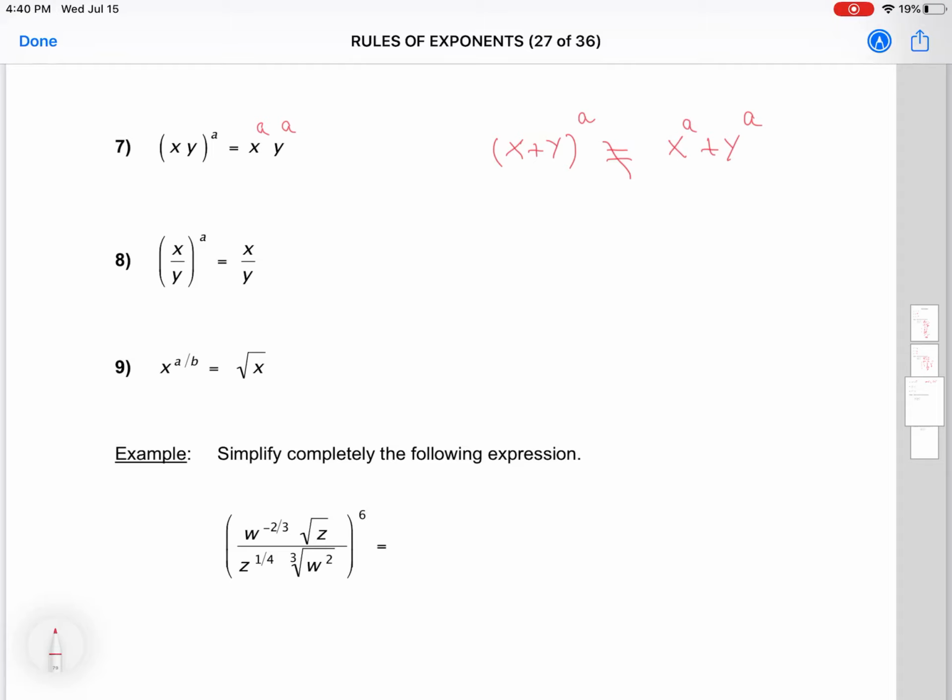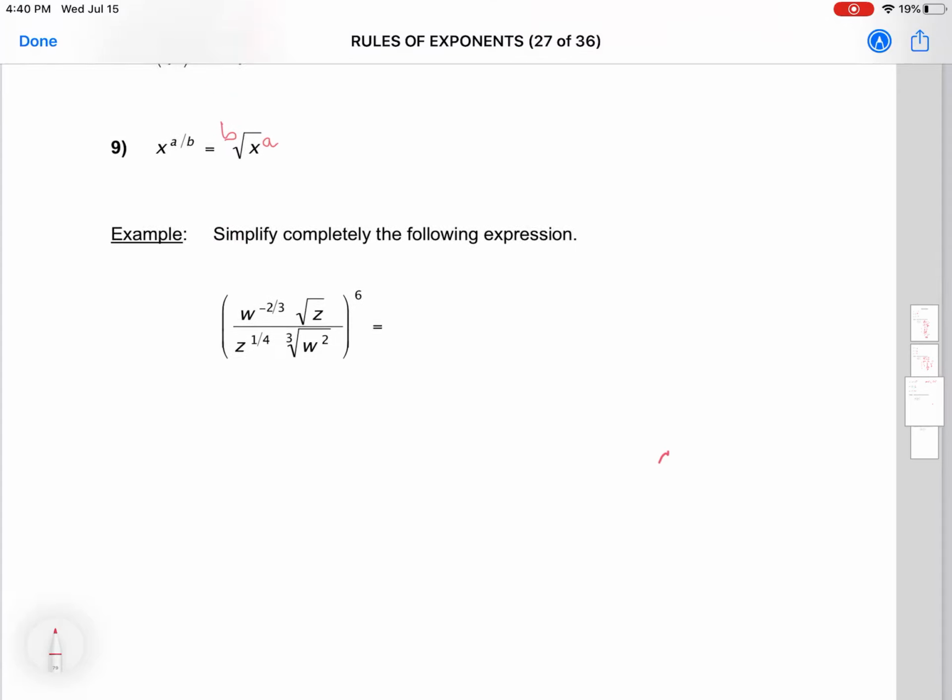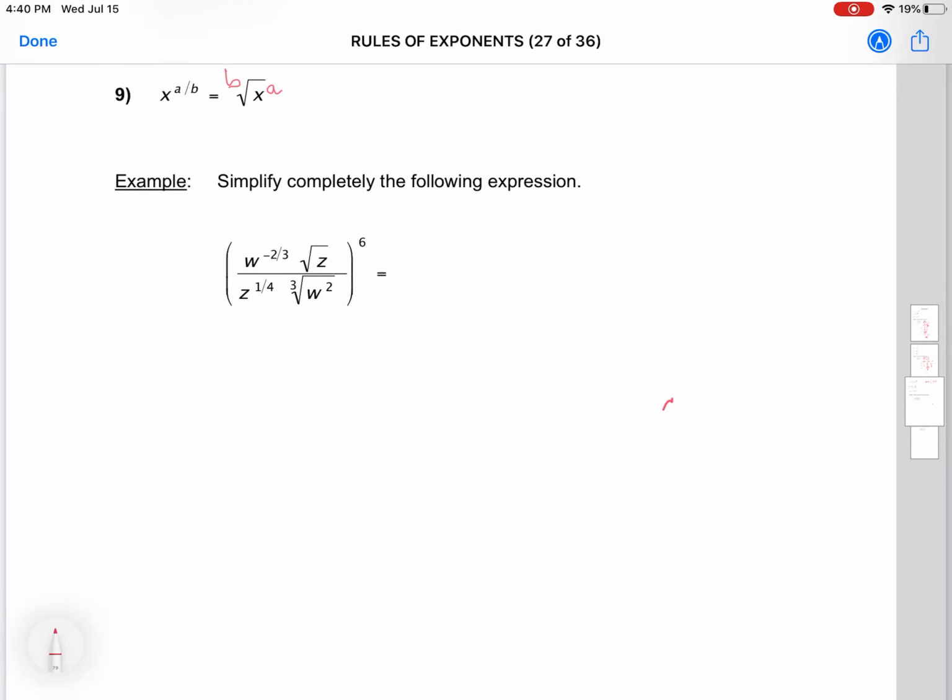Rule 8, x over y to the a. Aha, yeah, you can distribute the exponent for multiplication. You can also distribute the exponent for division. Here's a rule that we don't necessarily remember, all of us. x to the a over b, that's the same thing as the bth root of x to the power of a. So let's take a look at that and see what we can use to solve the following problem.